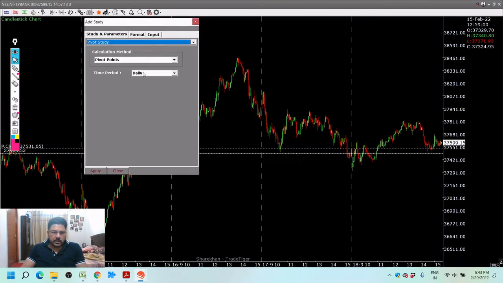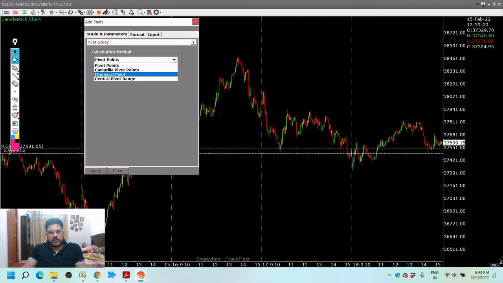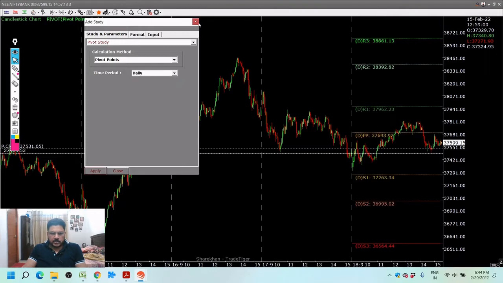pivot point available. So what kinds of pivot points are available? We have pivot points, Camarilla pivot points, Fibonacci pivot points, and central pivot range. Let's look at pivot points first. We have daily, weekly, monthly, quarterly. Whatever time frame you choose, accordingly you can apply that. If I'm using an intraday chart for 3 minutes, then I will apply a daily time frame. So I have applied this.